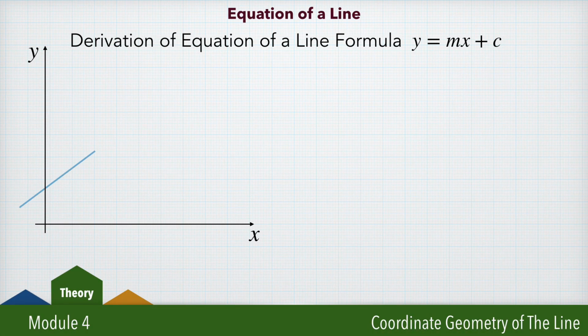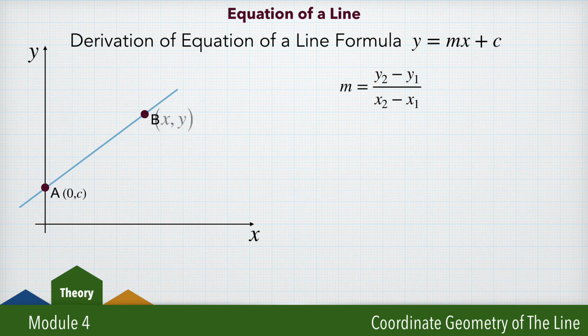If we are given 2 points, A and B, on a line, where A is the y-intercept, we can find the slope of the line using the slope formula m equals y2 minus y1 over x2 minus x1.